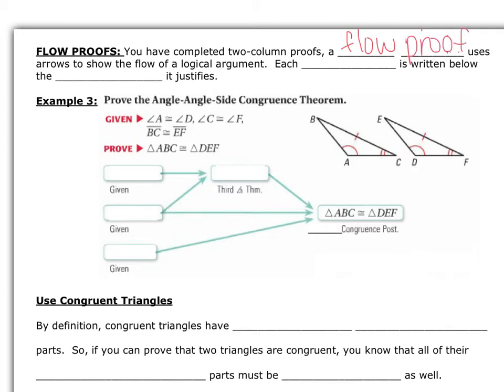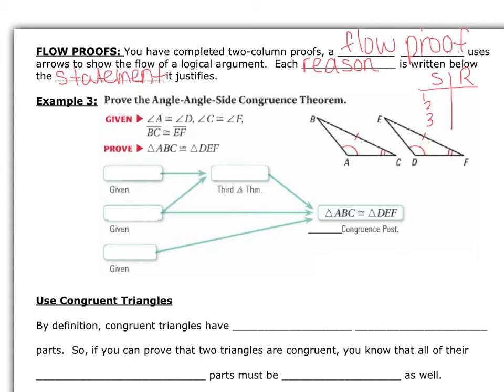All right, a flow proof uses arrows to show the flow of a logical argument. So each reason is written below the statement it justifies. Remember, in a 2-column proof, you had statements and reasons, and then you numbered them. Here, this is more like a flow chart.